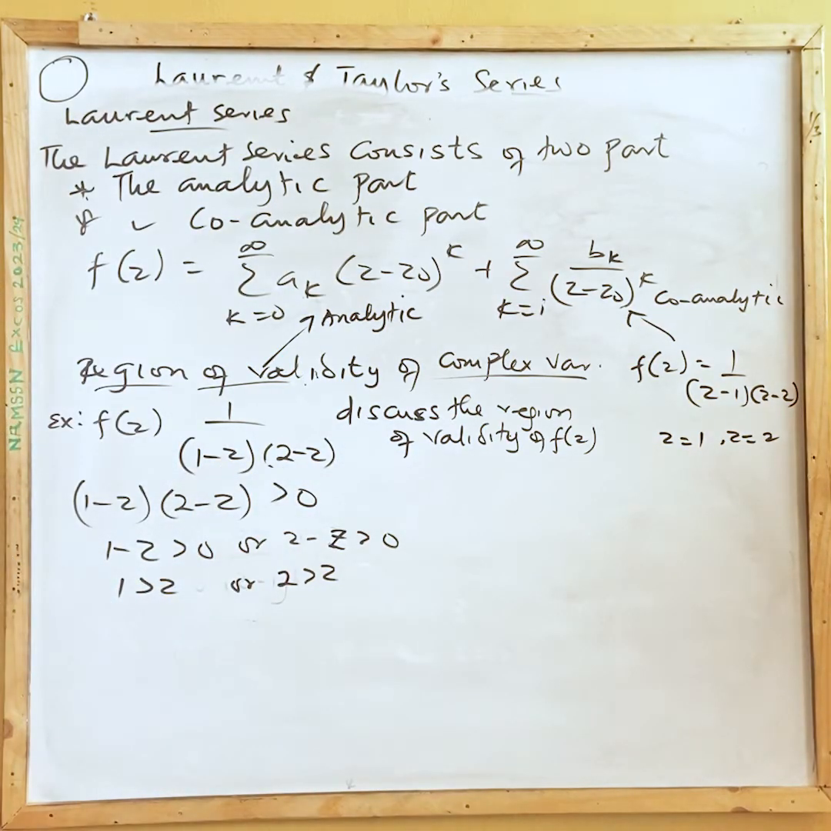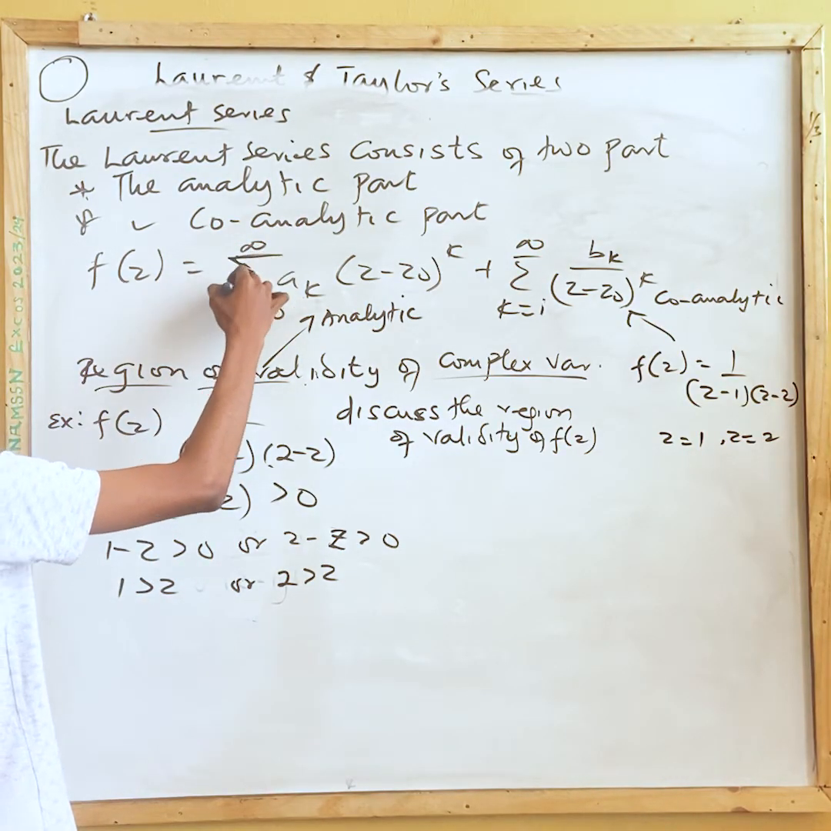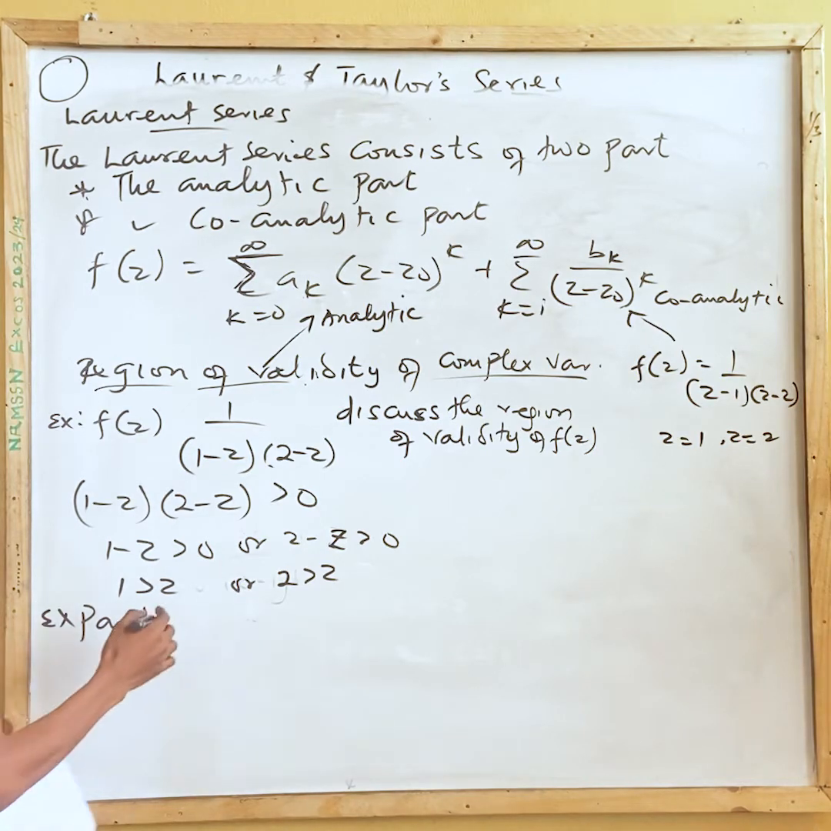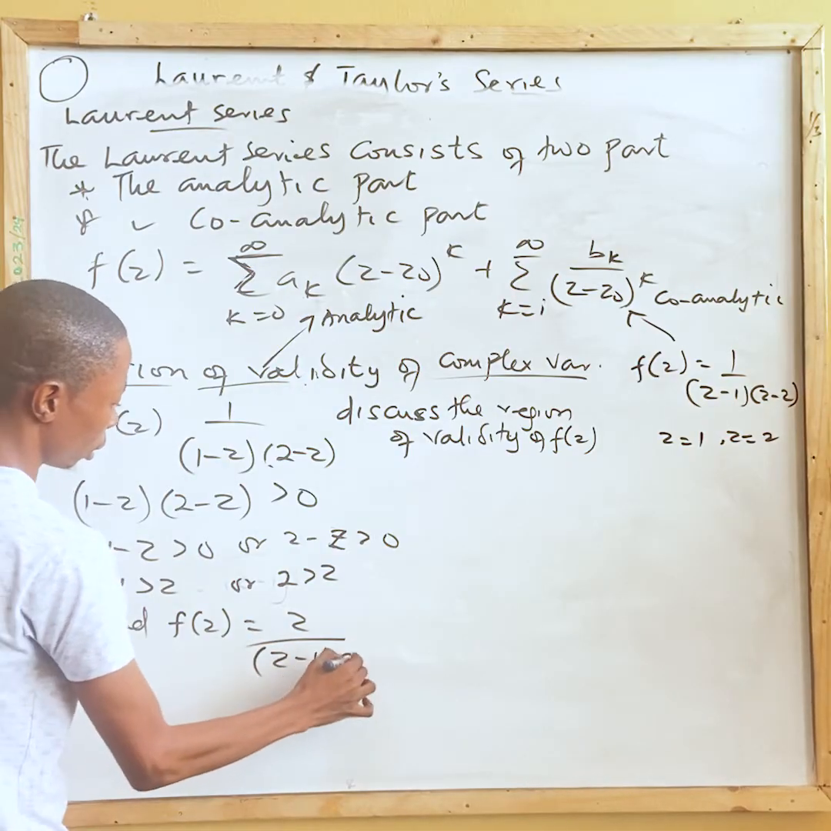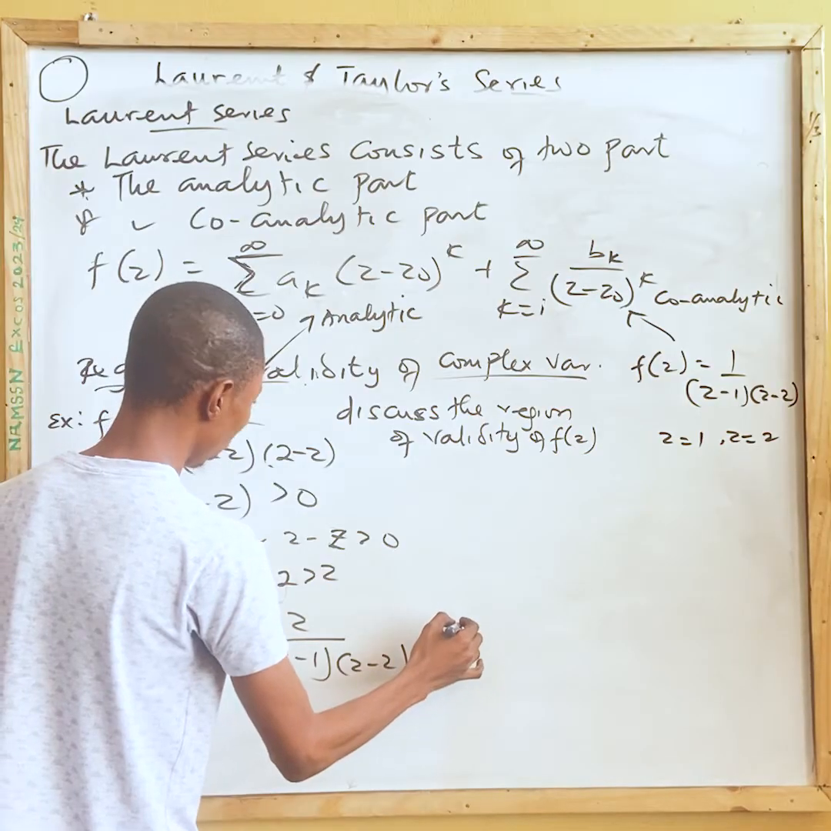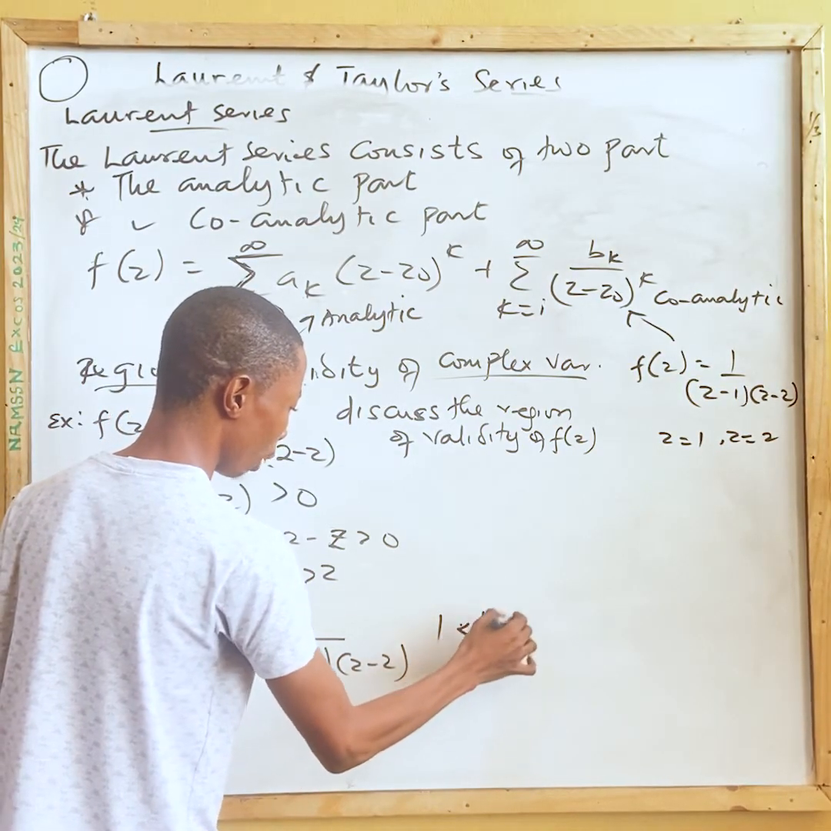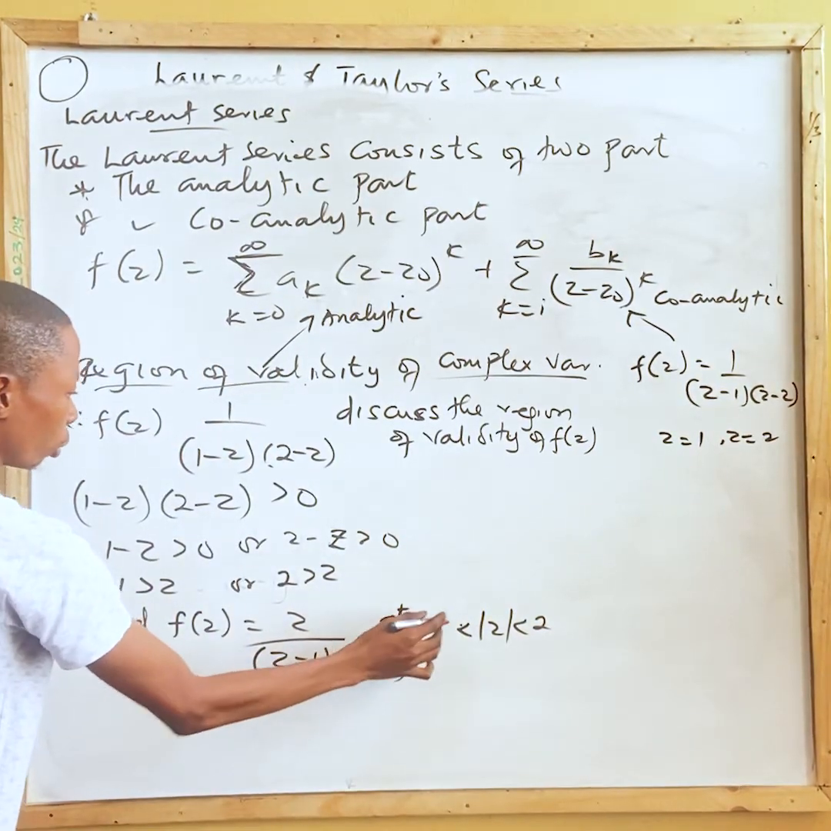Now let's move to Laurent series. Don't forget that it's actually divided into two parts, analytic and co-analytic parts. So let's start. Let's expand f of z equals z over (z minus 1)(z minus 2) where 1 is less than the absolute value of z, less than 2. So this is where we want to expand.